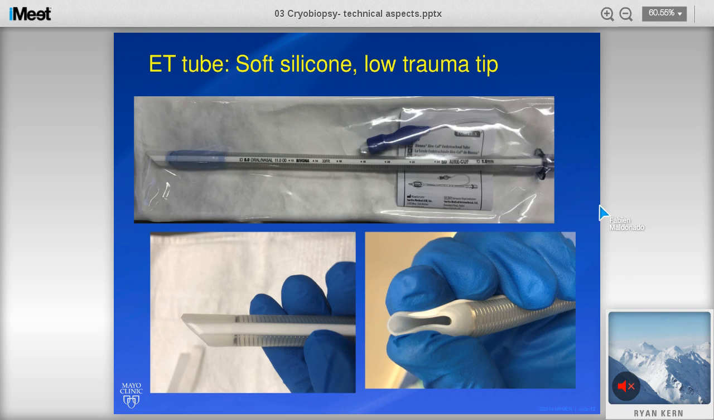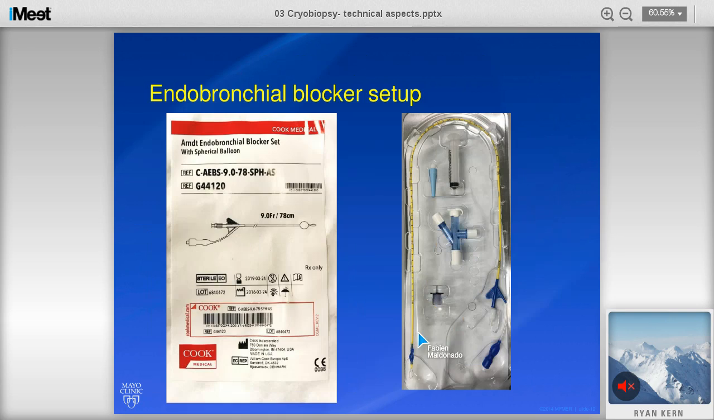And so we've used a very soft silicone tube, and the advantage here is it has a very beaked bill. It's extremely soft, squishy silicone, and that really allows it to slide right through the vocal cords without having to spin it or twist it, which allows for very atraumatic intubation. In fact, patients can be fairly awake when we get this tube through. Next slide, please.